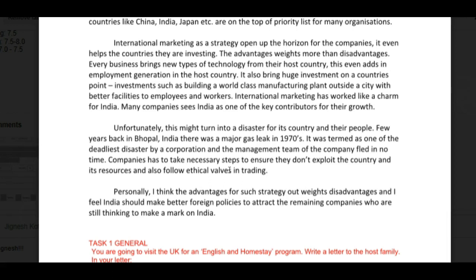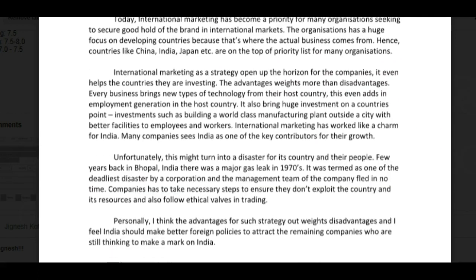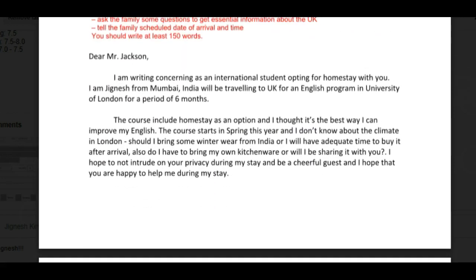It's not relevant to what you're supposed to be covering here, okay? So personally, I think the advantages for such a strategy outweigh, it's one word and there's no T, disadvantages, and I feel India should make better foreign policies to attract the remaining companies who are still thinking to make a mark on India. All right, that part is fine, but like I said, the development of your essay was a little off. Now here you've got a task 1, English and homestay.